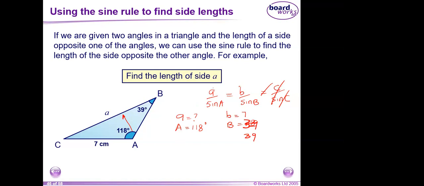So now I have my rule, A out of sine A is equal to B out of sine B. Where there is A, I put that I don't have it. Sine A, I have 118. I say sine of 118 is equal to B, which I have as 7, divided by sine B, which is 39. Now I continue, I place my calculator. What is sine 118?